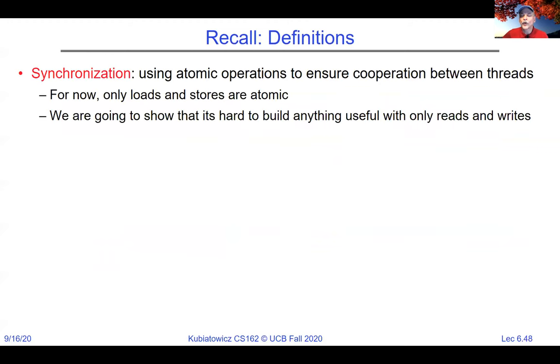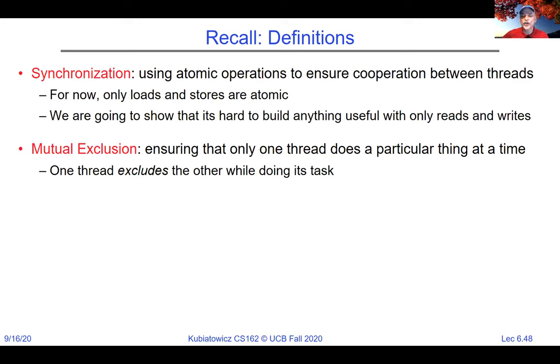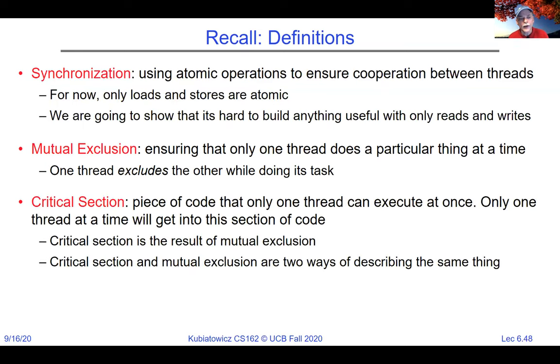Okay? So if you remember some definitions, synchronization is using atomic operations to give us cooperation between threads. So for now, loads and stores are the only ones. Mutual exclusion is this idea of preventing more than one thread from entering an area. We're going to mutually exclude things so that only one thread gets to run. And the thing we're excluding from is this critical section.